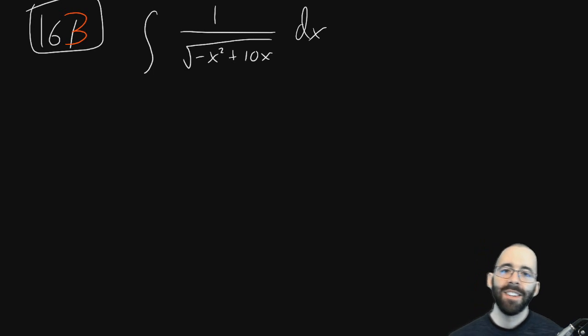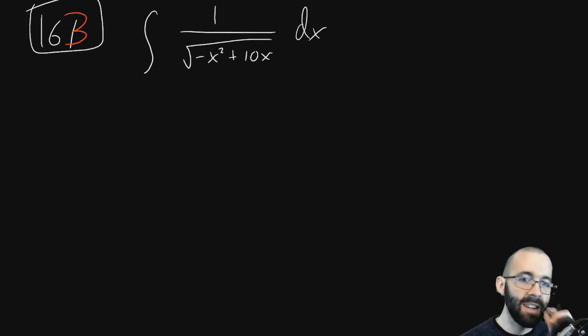All right, so we didn't really do any of these in the videos, but we're doing one now. Can't use a u sub. Can't use integration by parts. We can't set up a trig sub. We need to complete the square, which is a little extra fun because there's a negative.